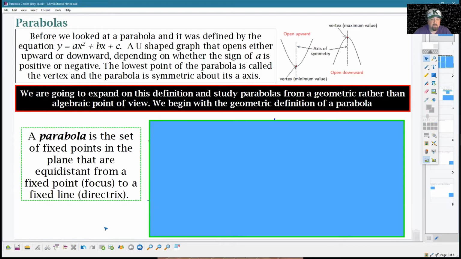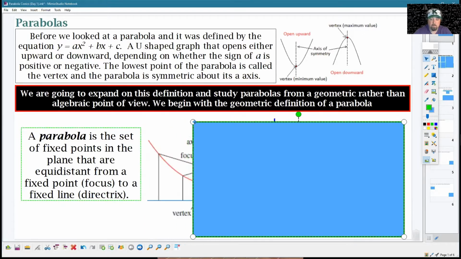when we start talking about distances and lengths, a parabola is a set of fixed points in the plane that are equidistant from a fixed point called the focus and a fixed line called the directrix. So lots in there. Equidistant, straightforward, that is an equal distance. So two distances that are the same. So all the points on the parabola are all the same distance from a line that we draw and one point in the middle called the focus.